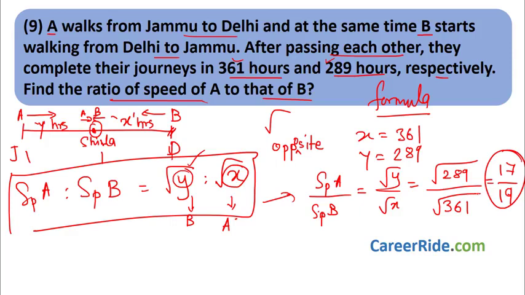So see how easy it was. The formula is very easy. There's nothing complicated over here. Just remember it is the root sign and it is opposite. Whenever such kind of sums come, you can simply use the formula. Moving to next question.